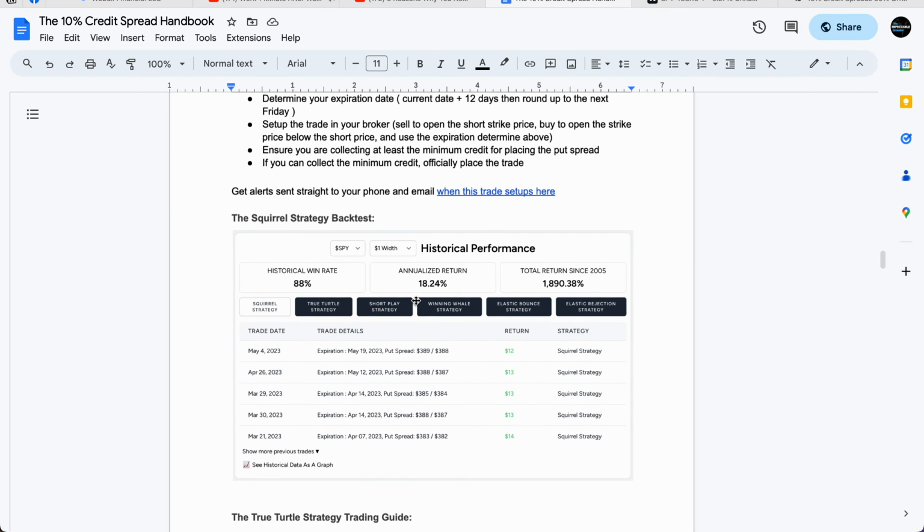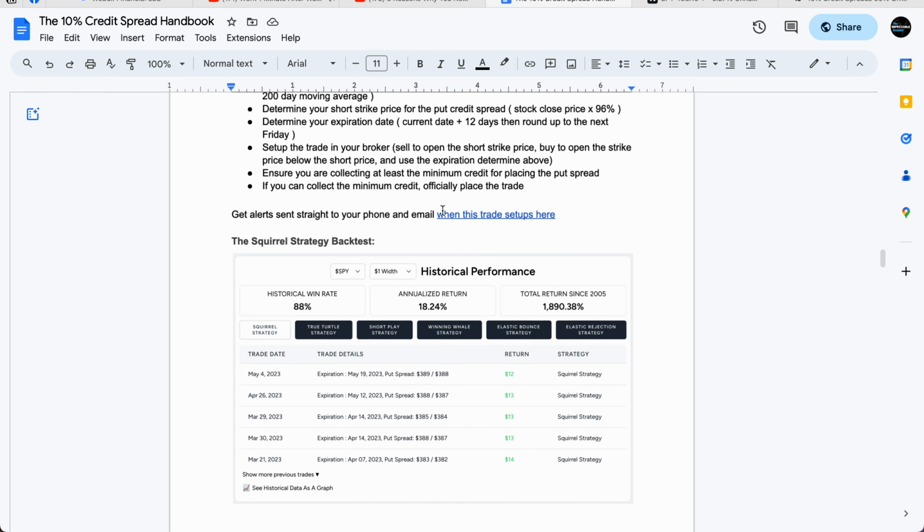Again, here are the backtest results. 88% win rate doing this on SPY. That's an 18% annualized return, and that is amazing. You can literally 2 to 3x your average market return purely by following the squirrel strategy on SPY. And again, that only takes advantage in sideways markets. Anyways, that is lesson number 2 of understanding and profiting from sideways markets.